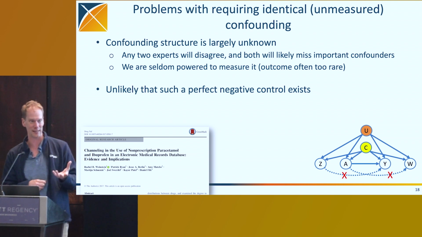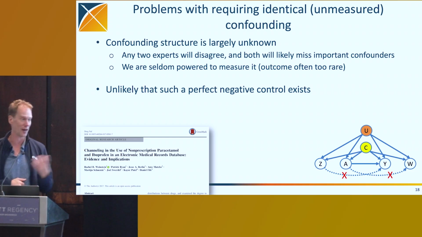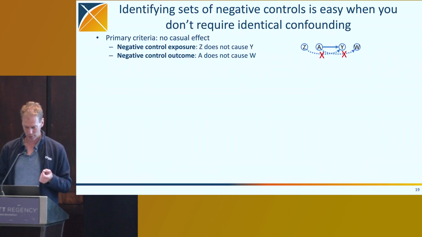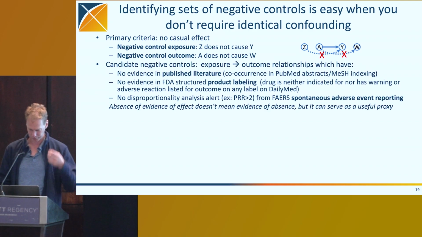It's something that has the exact same confounding structure, but not the causal relationship, so it's very likely that such a negative control doesn't exist. So instead, the Odyssey approach is that we don't care about the confounding structure. We just want it to not have a causal relationship. That then makes it very easy to find negative controls.